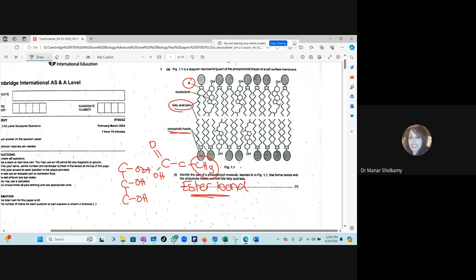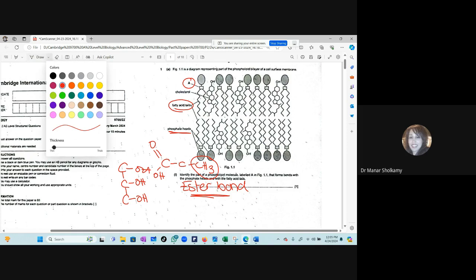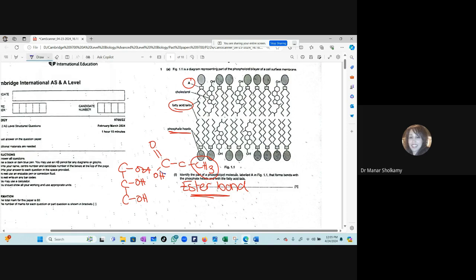Okay. And then what happens? How do we create the ester bond? The hydroxyl group here joins together, and what is removed? Water. This is a condensation reaction, and the bond is between the O here, bonded to the carbon from one side and another carbon from the other side. So the ester bond looks like this. And one of the carbons is double bonded to an oxygen. This is the ester bond, whether in the triglyceride or the phospholipid.